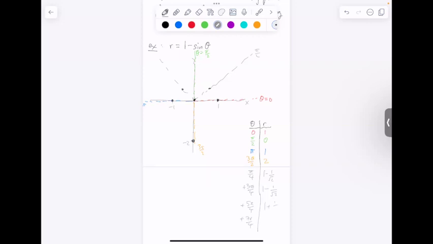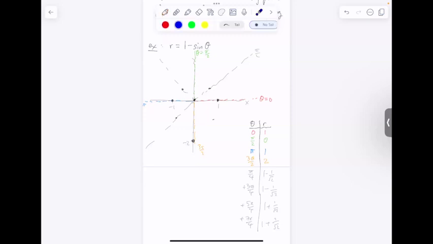This is 1 plus 1 over root 2, 1 plus 1 over root 2. So they're going to be slightly further away here than what 1 was. It's going to be here, maybe, and then maybe here. And if you fill this out, eventually, you're going to get a curve that looks like this.